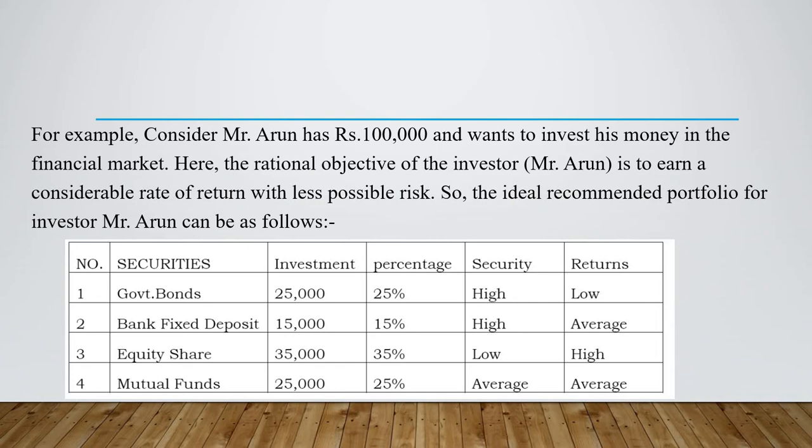In government bonds, the security is high, right? It is fully secured because the government is sure that it will return the amount. So when the surety is high, obviously the return will be low. Next is bank fixed deposit. We can go for FDs in the bank also. So 15,000 rupees he can invest in the bank, where the security is also high, because after the matured period the bank refunds the amount of the FD. So what will be the return?